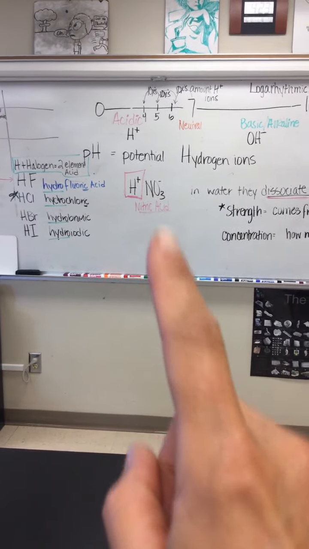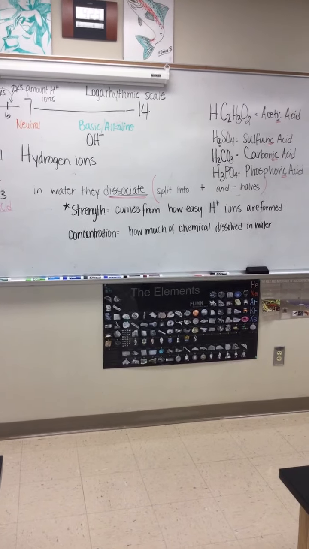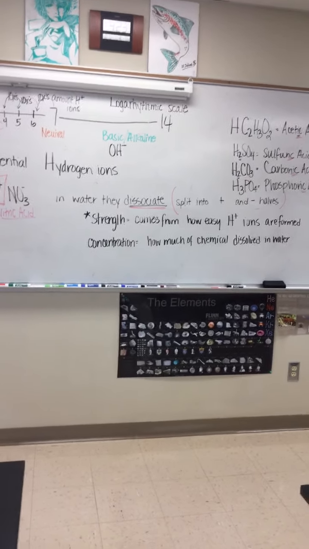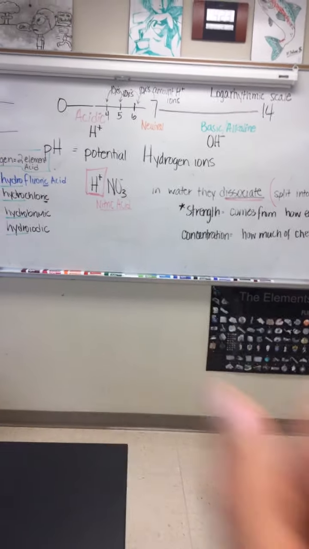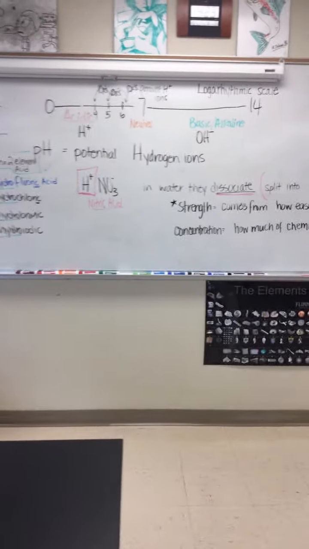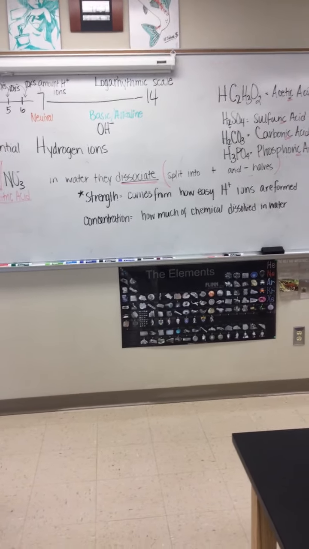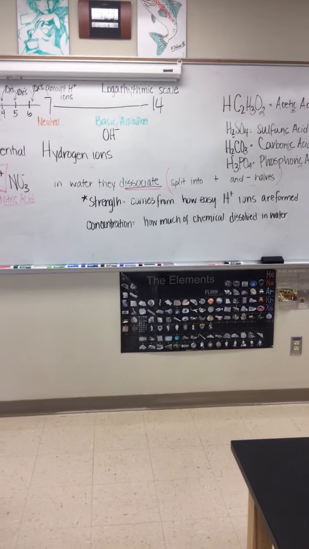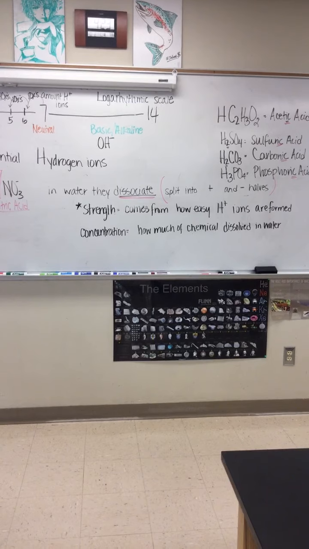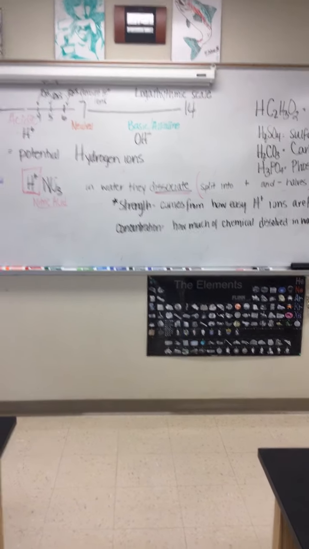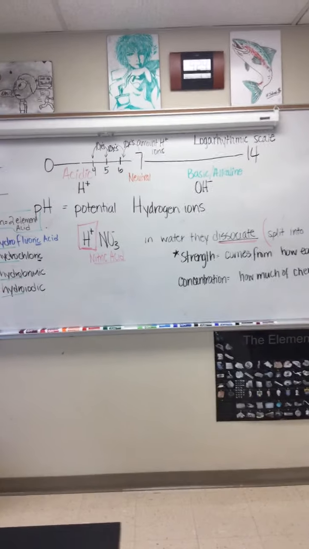That is the nitrate ion, NO3. The strength of an acid comes from how easily the hydrogen ions are formed, or how easily they dissociate from the negatively charged half of the compound. We'll learn about concentration of acids here in the springtime, but concentration has to do with how much of the chemical was dissolved in water. Concentration and strength in acids do not mean the same thing.